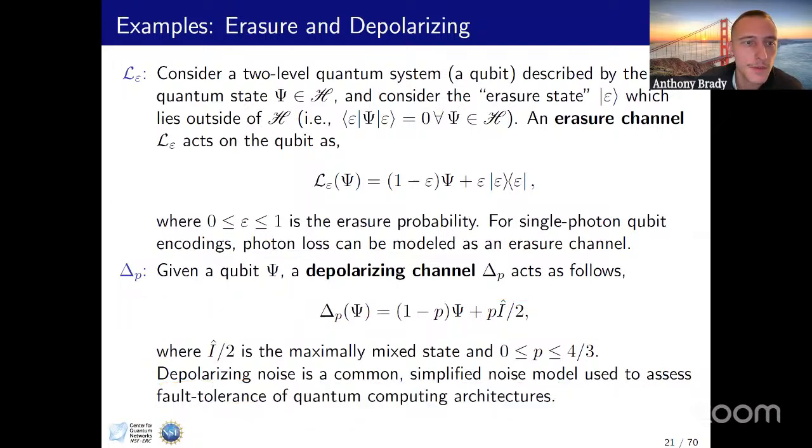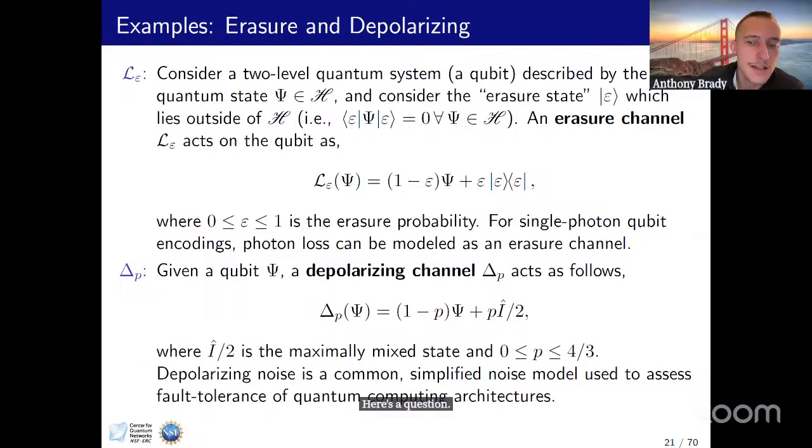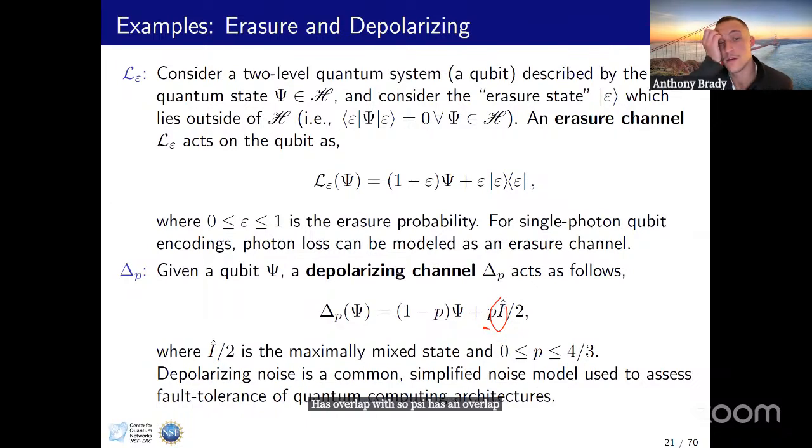There's a question. Let me see. Why is p less than or equal to 4/3? It's because there's an identity there. Psi has an overlap with the identity, and so p doesn't need to be just less than 1.